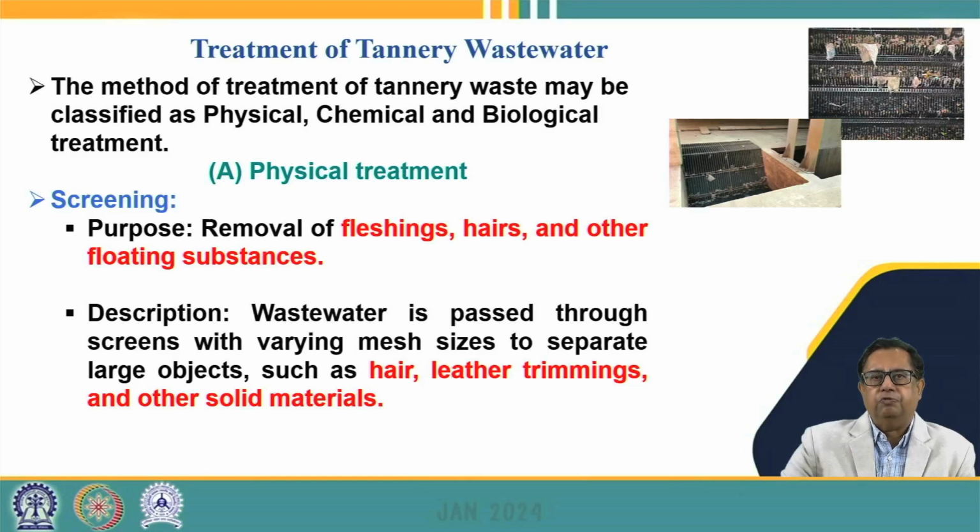For example, we can have a lot of flesh in the wastewater. We can have hairs present. Similarly, we can have a lot of floating substances, and leather trimmings may also come into the wastewater. All these things need to be cleaned before we take the wastewater to further treatment processes. So we have to use different sizes of screens. For example, we can use coarse screens first and then fine screens, so that we can remove objects of various sizes, for example the hairs, the leather trimmings, and other solid materials. They should all be removed before the wastewater goes to further treatment.